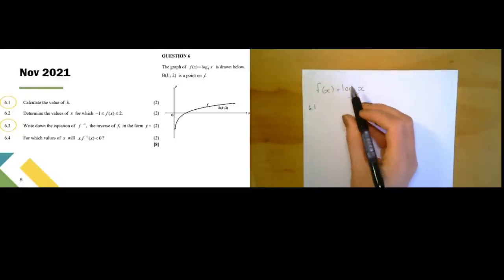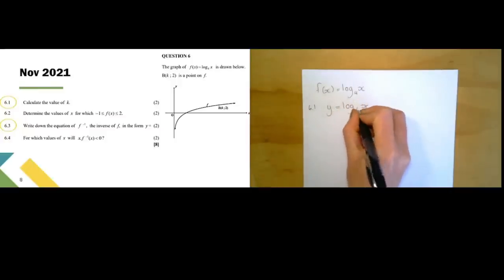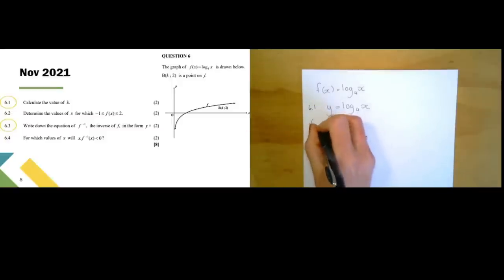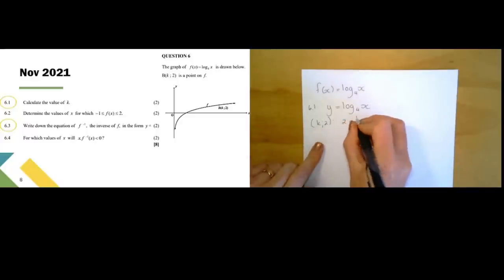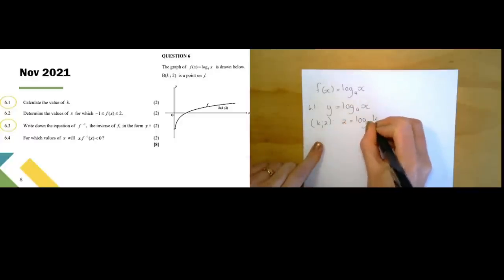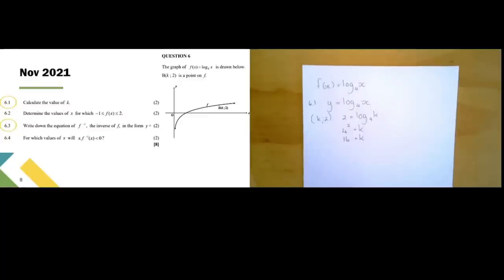So remember, f(x) equals log x base 4 means y equals the log of x with a base of 4. If you substitute in the coordinate (k, 2), I'm going to say 2 equals log of k with a base of 4. So how can I now calculate k? I have to write it from logarithmic form into exponential form. So what does that mean? It means 4 to the power of 2 equals k. 4 to the power of 2 we know is 16, so k has a value of 16. You will see it counted 2 marks. So where did the 2 marks go? The marks went for the substitution and the answer.